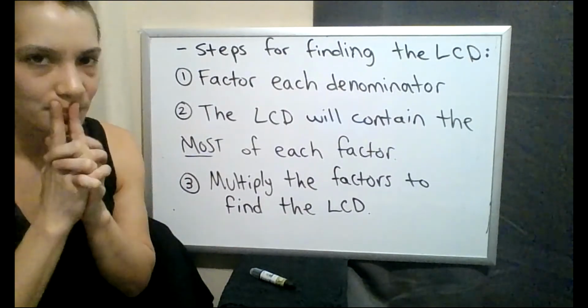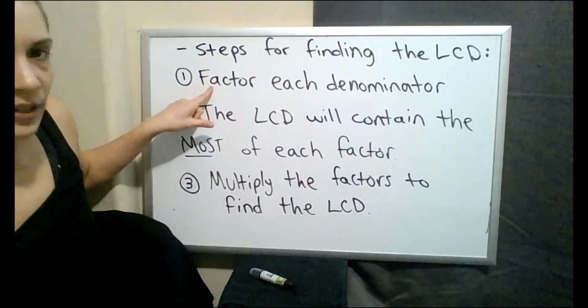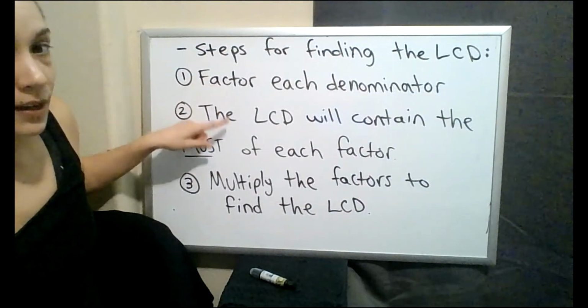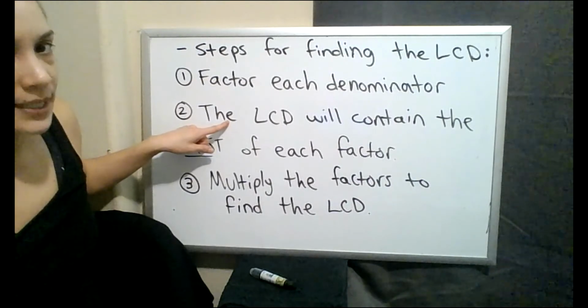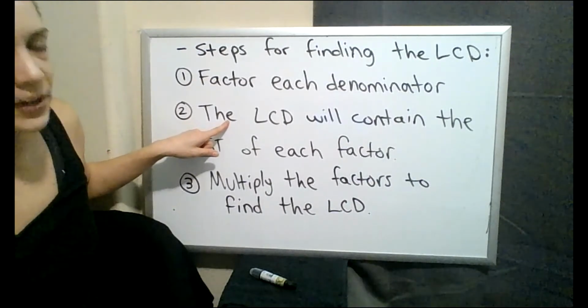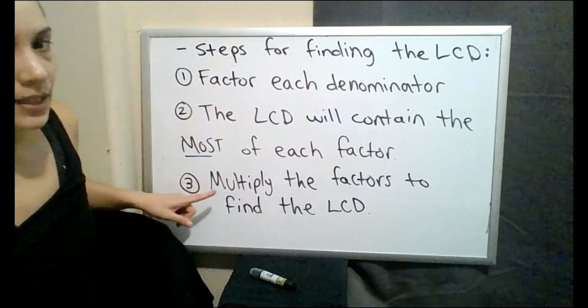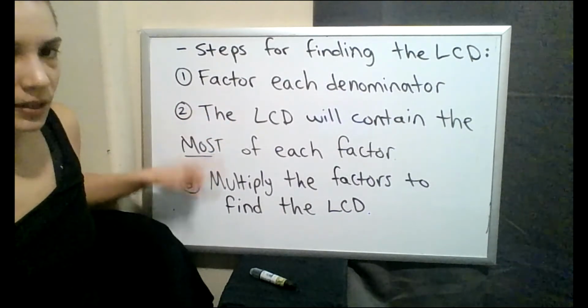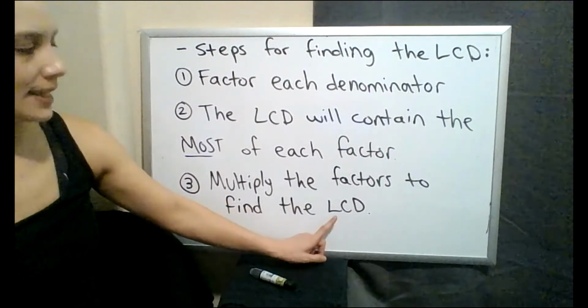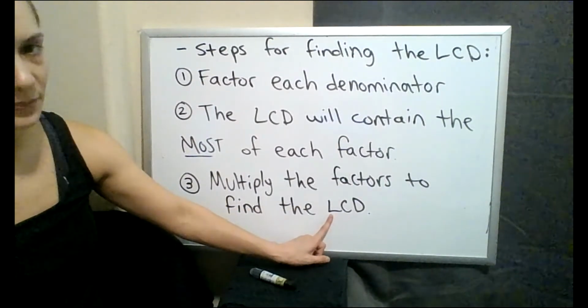Okay. So we're going to do a factor tree on every single denominator. For any factor that we see, pick the most of that factor, even if it's just one, pick that one. Take all of these factors from part 2, multiply them together, and that is the LCD.